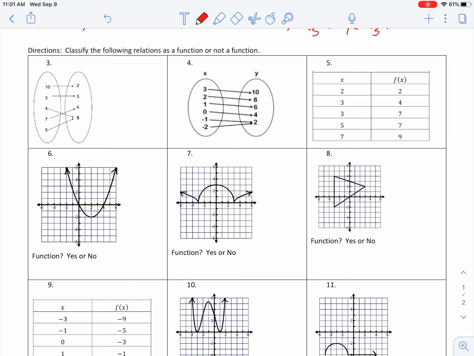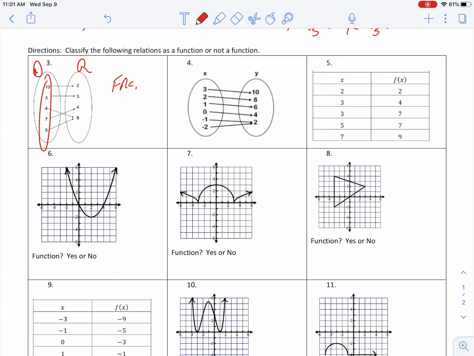I want to see if anything in the domain is being repeated and therefore having a different output, a different range for it. So what I notice on number 3 is there's only one line coming out of each input, each domain. So this is the domain, this is the range. And because nothing is being doubled up, this is going to be considered a function.